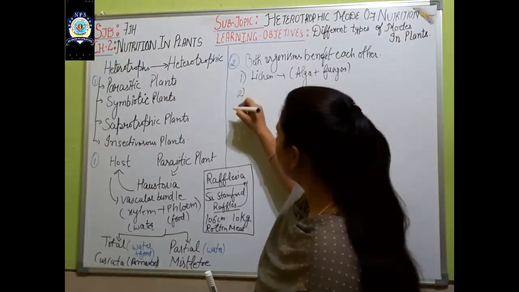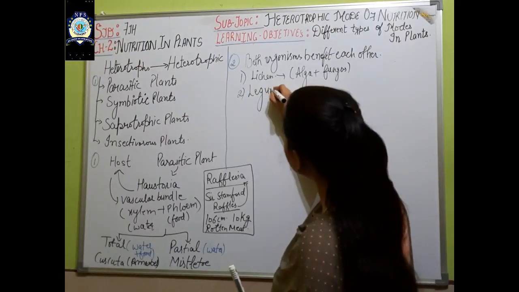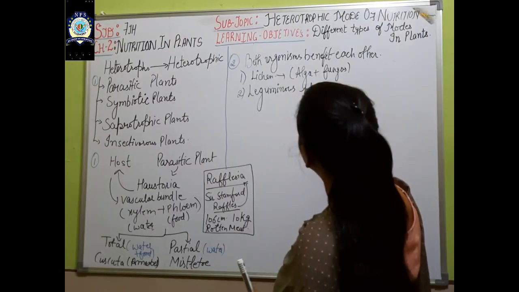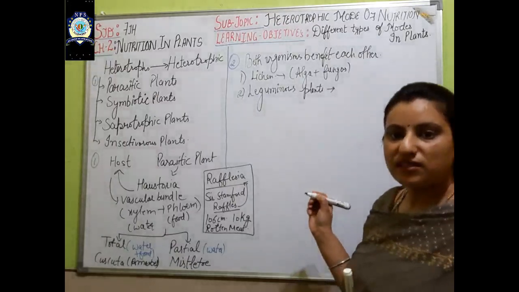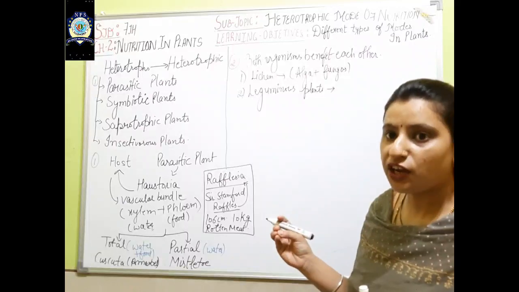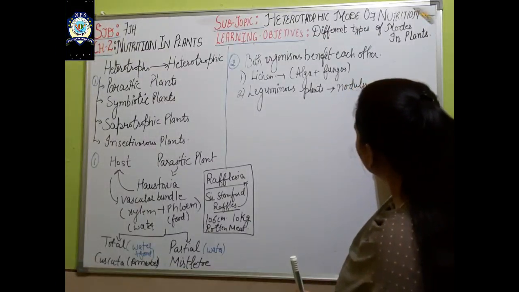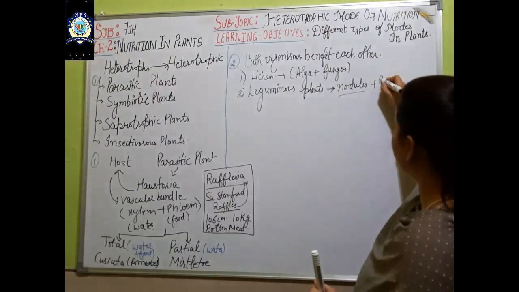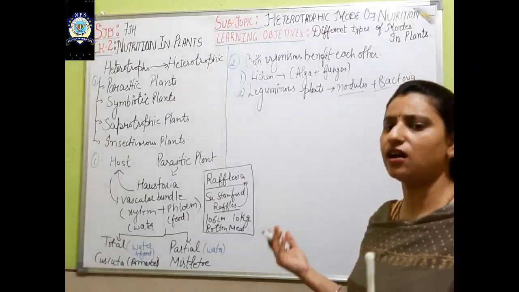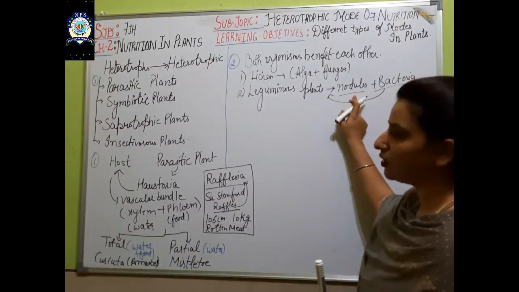Now the second example in the symbiotic plants: we can have leguminous plants. We know that these leguminous plants are the pulses which we eat, like gram, peas, and they have a special kind of roots, and these roots have nodules, and in those nodules there is the presence of a bacteria. This is the bacteria Rhizobium leguminosarum. We have discussed it earlier also, that this bacteria lives inside the root nodules of the plant.